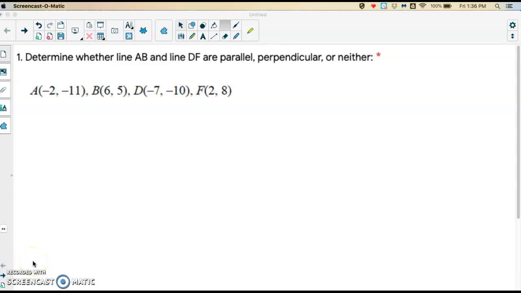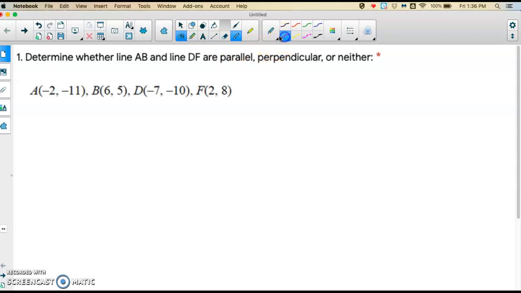Hey, geometry students, I thought I would go over the exit slip, the formative, if you will, from last week, from May 1st, 5-1, to kind of clear up some mistakes that you had on these.